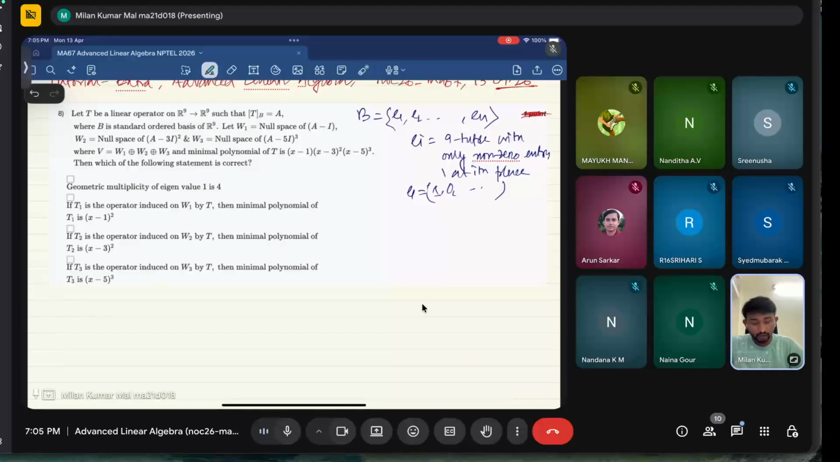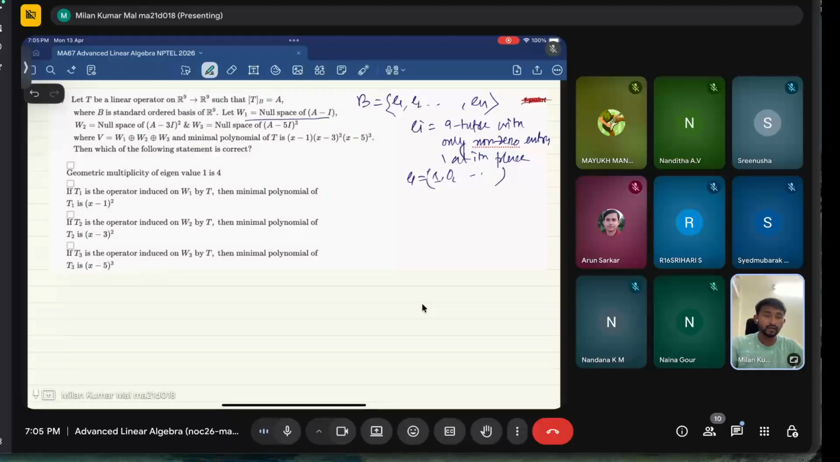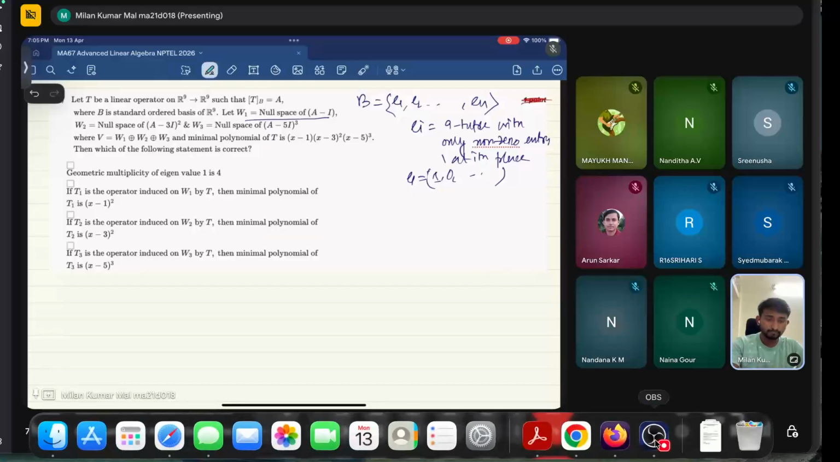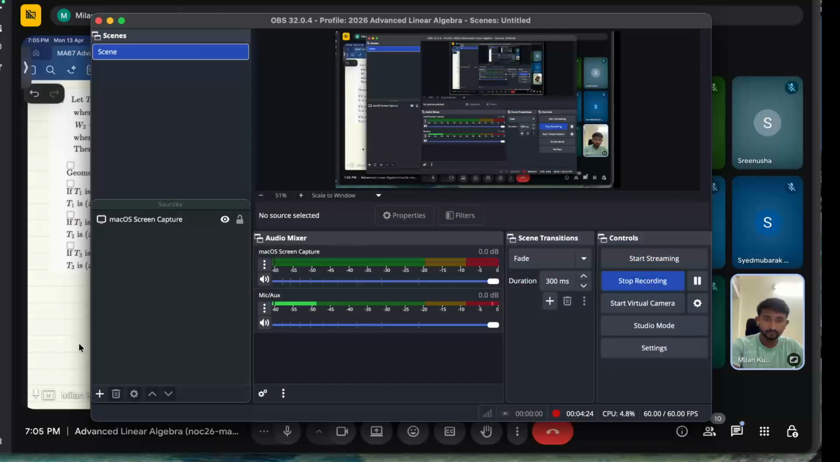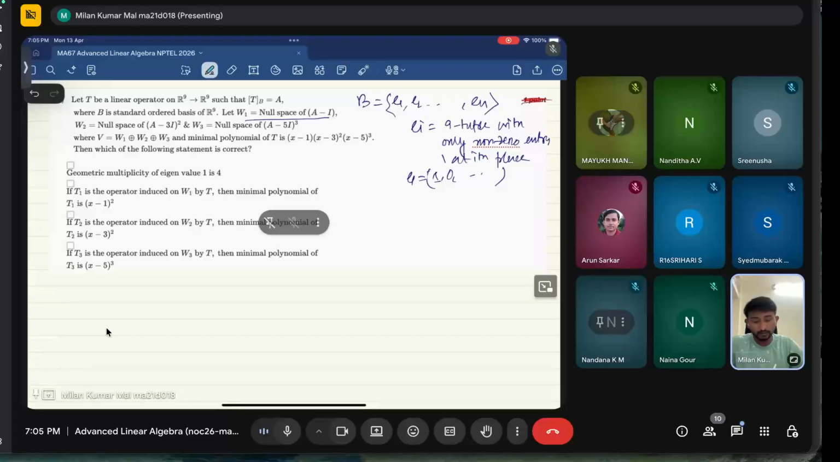Okay, let W1 be the null space of A minus the identity operator, W2 the null space of A minus 3I squared, and W3 the null space of A minus 5I cubed, where W equals W1 plus W2 plus W3.